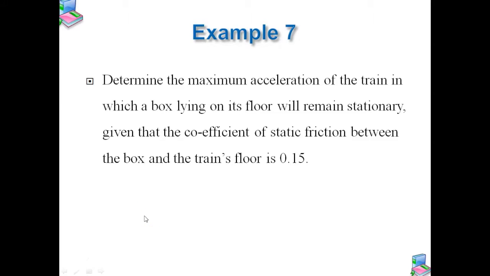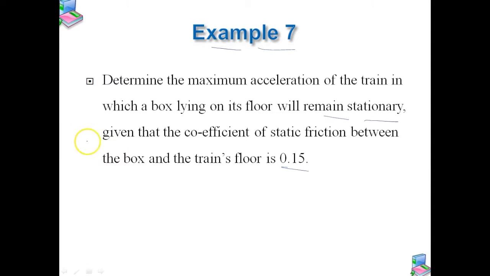So now let us solve a few problems. Example 7. Determine the maximum acceleration of the train in which a box lying on its floor will remain stationary, given that the coefficient of static friction between the box and the train's floor is 0.15. So we need to find the maximum acceleration of the train in which a box lying on its floor will remain stationary. And they have given the coefficient value.